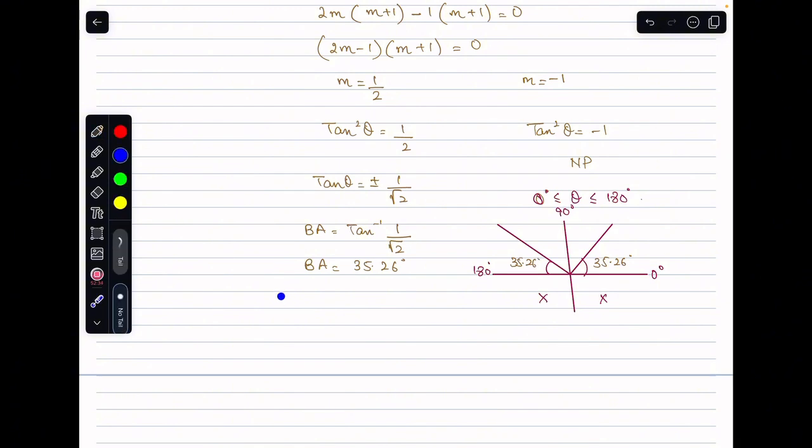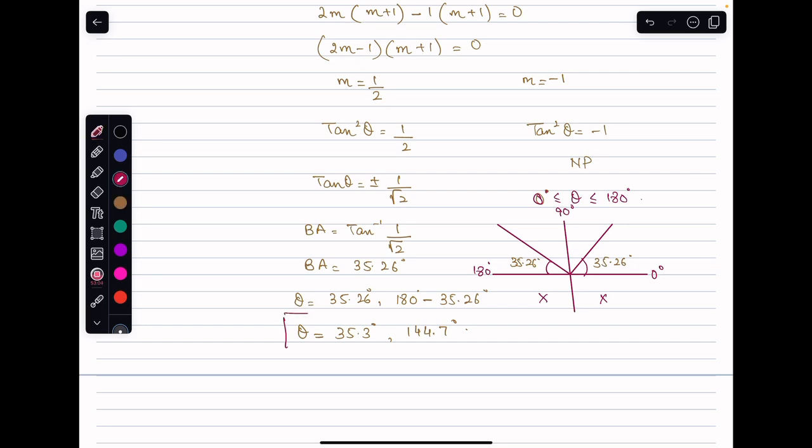So the theta value is going to be 35.26, and 180 minus 35.26 degrees. Or I can say theta equals 35.3 degrees, and then 144.7 degrees, up to 1 decimal place. So this is the solution for the theta values for the given equation.